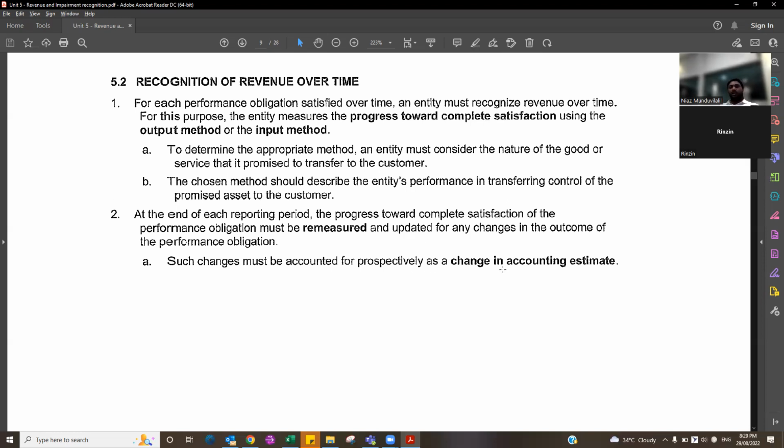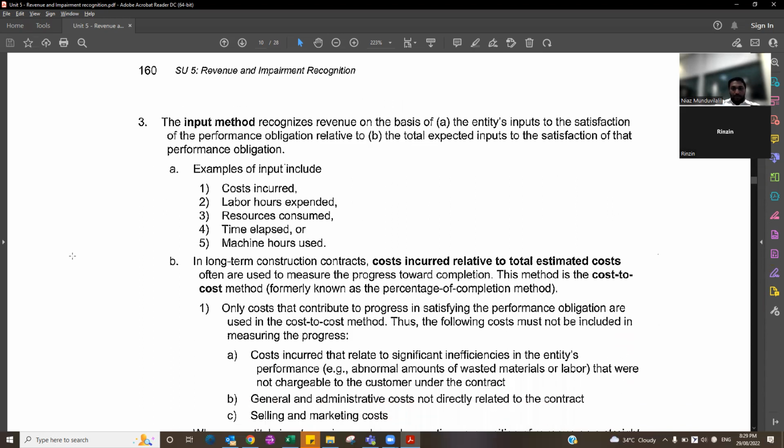Like when you construct a 10-story building or 20-story building, you won't complete in 1 year, right? It might take 2 years or 3 years. So every year you have to remeasure how much you have completed. For example, in the first year, you completed only 30%. So you will recognize the revenue for that 30%. Next year you completed 70%. So 40% corresponding revenue you will recognize in the second year. Now, so now the input method.